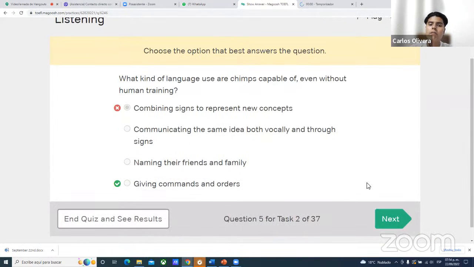Number 5, what kind of language are chimps capable of, even without human training? And here the correct answer is giving commands and orders. The first one, combining signs to represent new concepts, is not correct, because if you remember, the professor says that they cannot create new things apart from their actual and current situation. So giving commands and orders is what they are capable of without human training, because they always have very simple and immediate expressions like give me that, stop, do this. This is what they can produce on their own without our intervention.